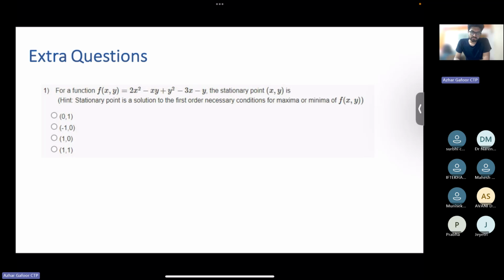Okay, these questions I don't want to solve in the class. I will post them in the drive, so you can solve those questions there. So that's it for today's class. If you have any doubt, you can ask now, or we will end today's session.